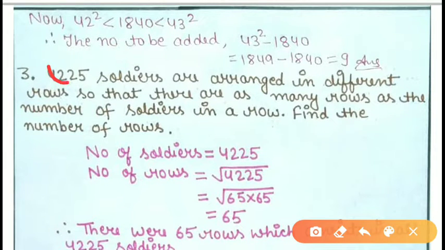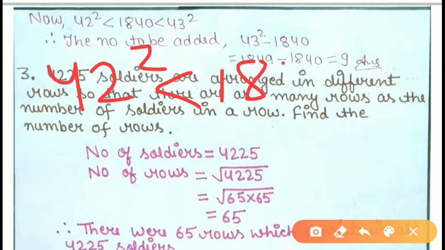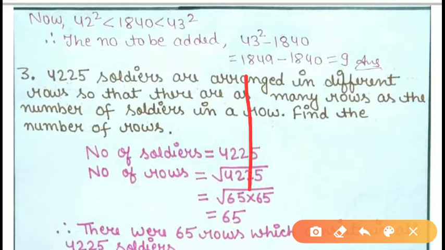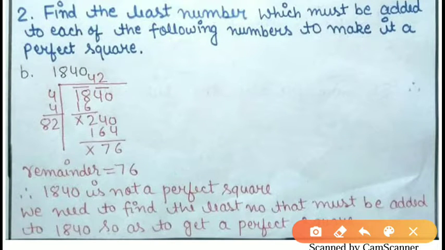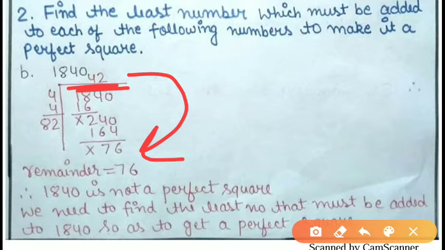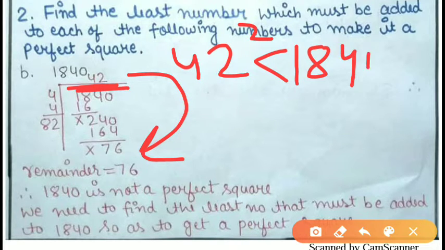Here 42 square is less than 1840. Why? Because it is leaving a remainder. Here, as you can see, here 42, and when it is giving 42, it is leaving a remainder. That means you can say that when you will square 42, this will be less than 1840. Okay, and what is the number after 42? After the number 42, it is 43.